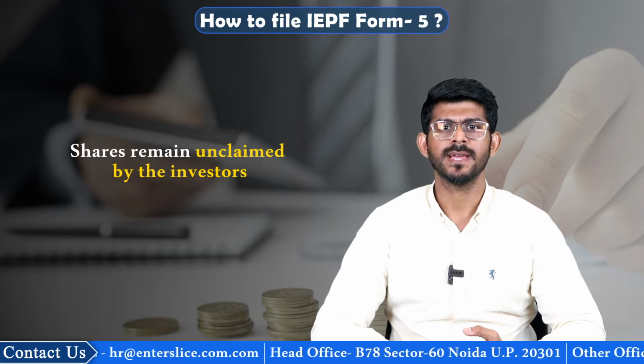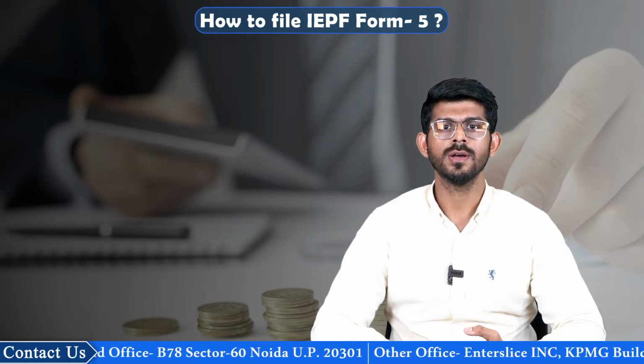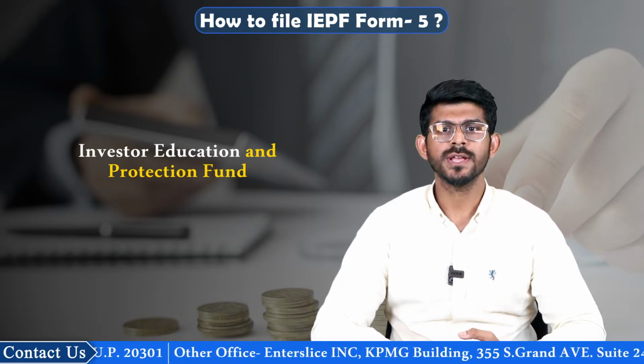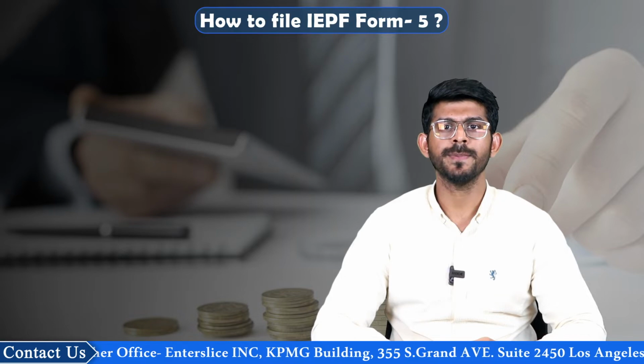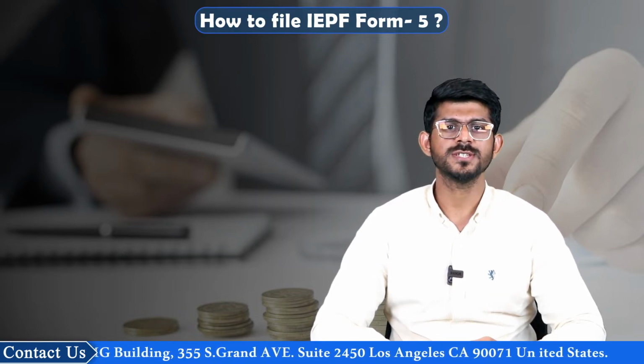Hence, the shares and all the amounts accrued on those shares get transferred to an account called the Investor Education and Protection Fund. Therefore, to retrieve the shares and amount from the IEPF fund, the claimant shareholder shall have to file a form, which is known as IEPF Form 5.